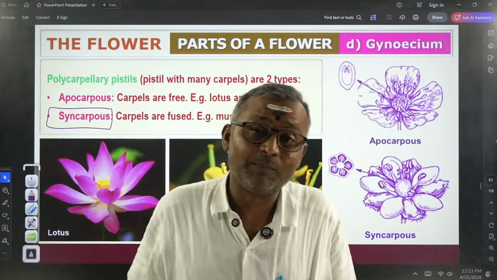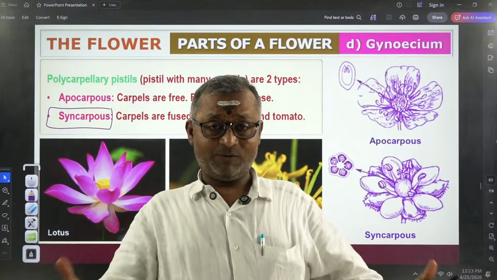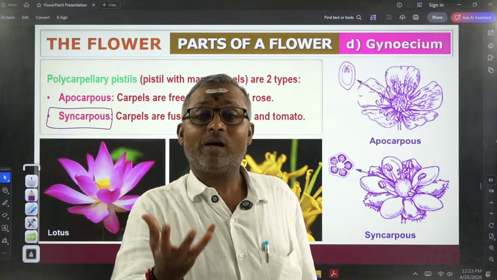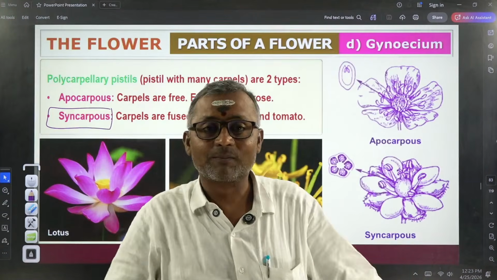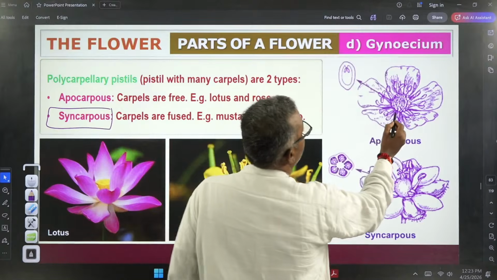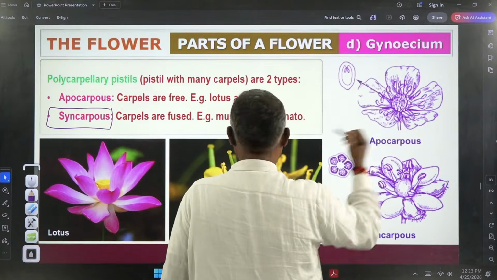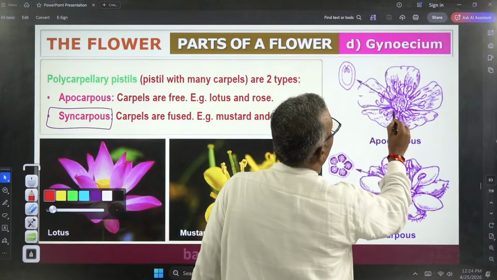But there are also some cases where all the carpels remain free. Like if you see the flower, you can find many ovaries, many styles and many stigmas. Look at this diagram. See here, these are all the carpels in the center.